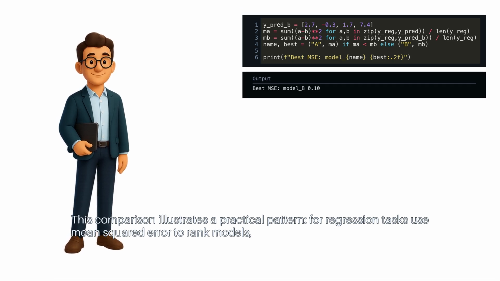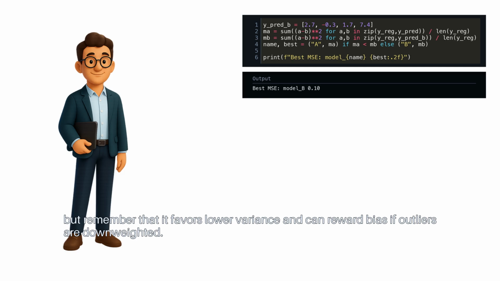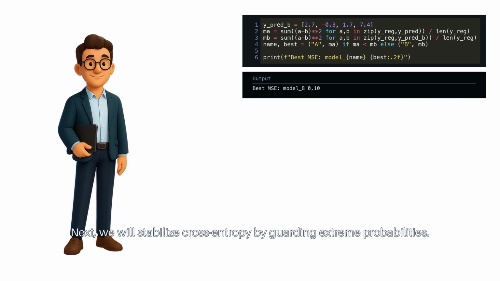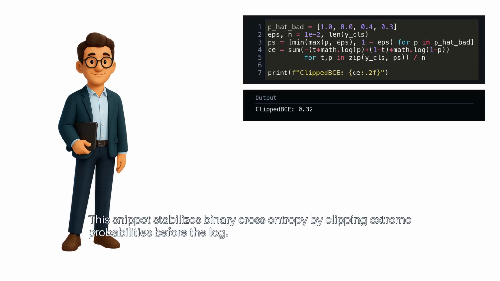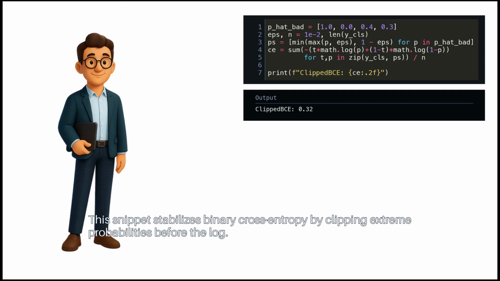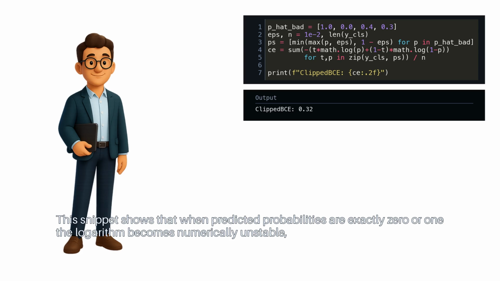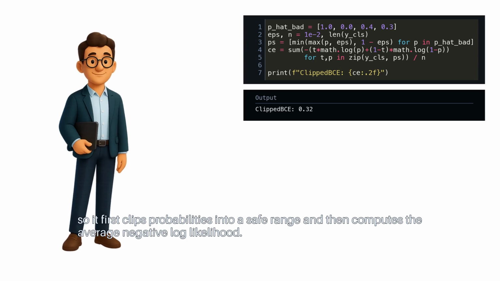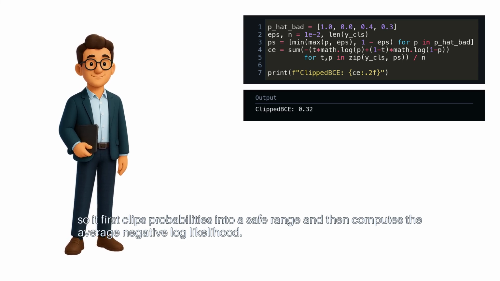For regression tasks, use mean-squared error to rank models, but remember that it favors lower variance and can reward bias if outliers are downweighted. Next, we will stabilize cross-entropy by guarding extreme probabilities. This snippet stabilizes binary cross-entropy by clipping extreme probabilities before the log. This snippet shows that when predicted probabilities are exactly 0 or 1, the logarithm becomes numerically unstable. So it first clips probabilities into a safe range, and then computes the average negative log likelihood.